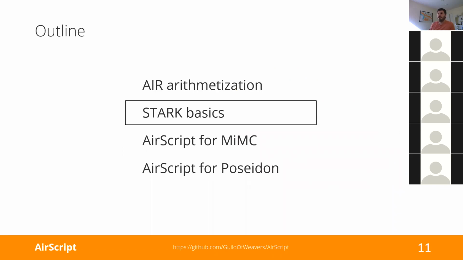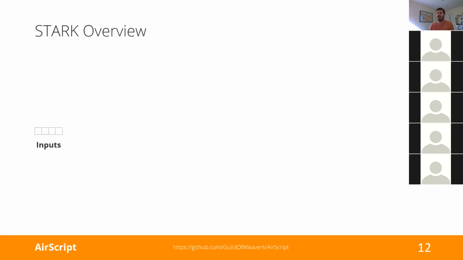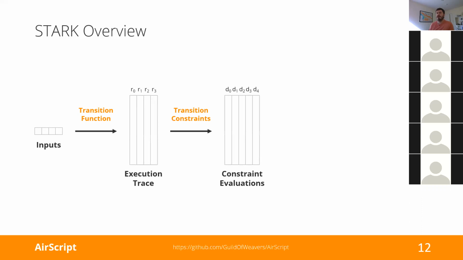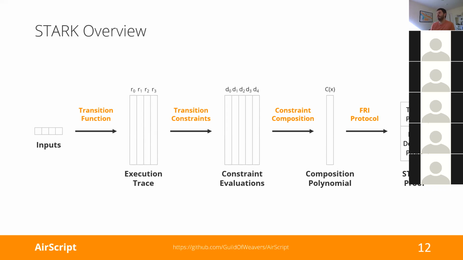All right. So the next thing is just a very, very basic overview of how STARKs work, and this should be somewhat redundant to what I've already said. Basically, you start with some set of inputs. You run a transition function and generate an execution trace, and then you apply your constraints to the execution trace and get the constraint evaluations. Then, using a random linear combination, these get compressed into a single composition polynomial. And then you use the FRI protocol to build a STARK proof.